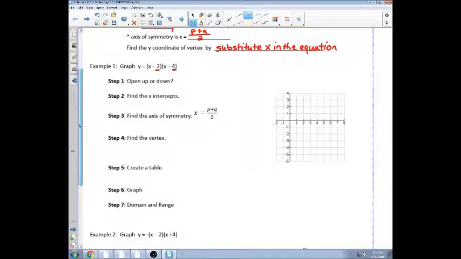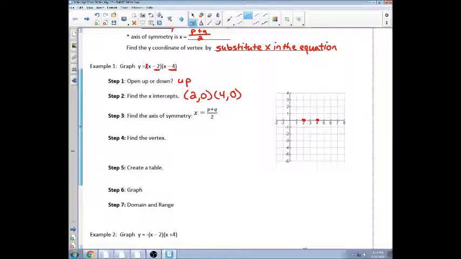So example 1, does it open up or down? Well, the a value is out front. It would be a positive 1. So in this case, it would open up. We need to find the x-intercepts. Remember that it's going to be these numbers, -2 and -4, but since they are inside of the parentheses, it will be opposite that. So my intercepts will be (2, 0) and (4, 0). So what I'm going to do is I'm going to go ahead and plot that. (2, 0), (4, 0). Okay?